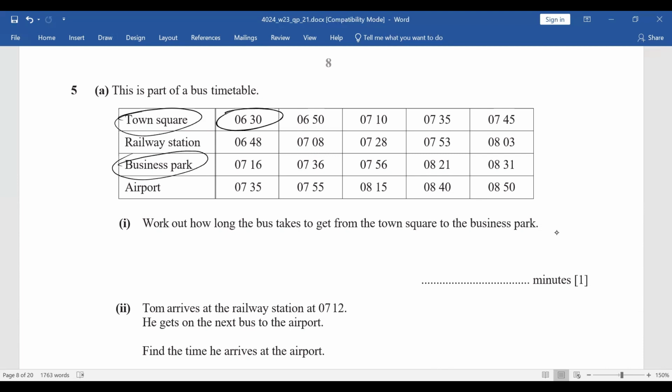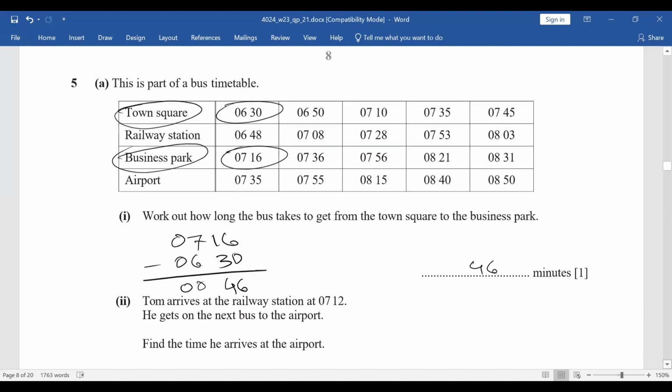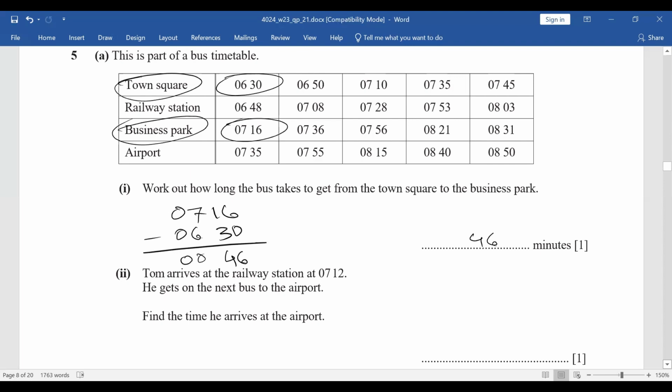Okay. So 6:30 to 7:16. 7:16 minus 6:30. So 30 minutes and 16 minutes, that is 46 minutes. So 46 minutes is the answer. Second question, Tom arrives at the railway station at 7:12. He gets on the next bus to the airport. Find the time he arrives at the airport.